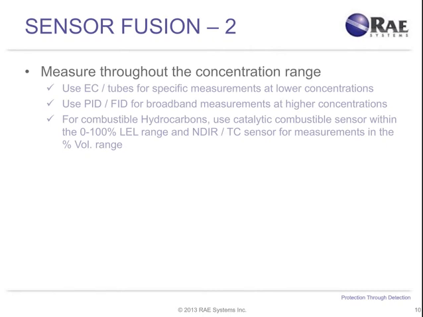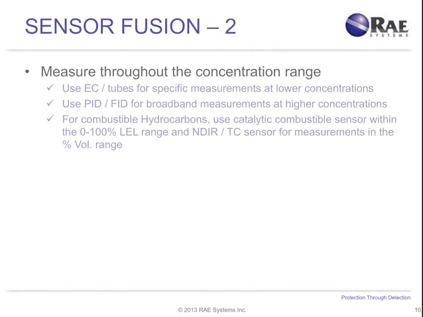Going back to toxicity, you can use an electrochemical sensor or tubes to do specific measurements of a chemical at its lower concentrations. And if you go into the higher concentrations, you can use a broadband tool that is capable of providing an accurate measurement at higher concentrations. So in many cases, you can use a PID or an FID for a very accurate measurement in a broadband fashion at both toxic concentrations and higher concentrations that include the flammability range and beyond, right?